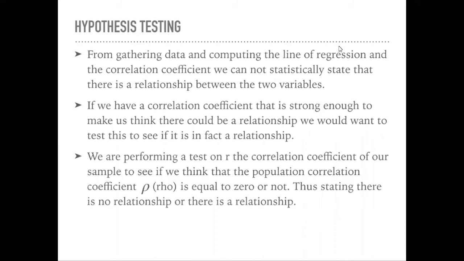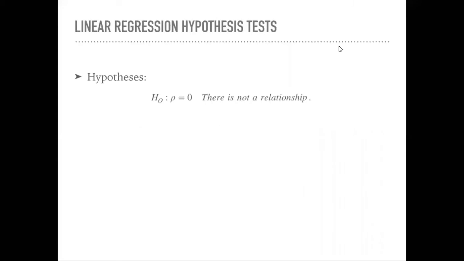And so what we're doing is we're performing a test on the correlation coefficient to see if we think the population correlation coefficient, rho, is equal to 0 or not. Rho is a Greek letter that kind of looks like P. It's kind of fancy. If it's equal to 0, that's saying no relationship. Not equal to 0, we're saying there is a relationship. So our hypotheses are that rho is equal to 0, no relationship, or rho is not equal to 0, there is a relationship.